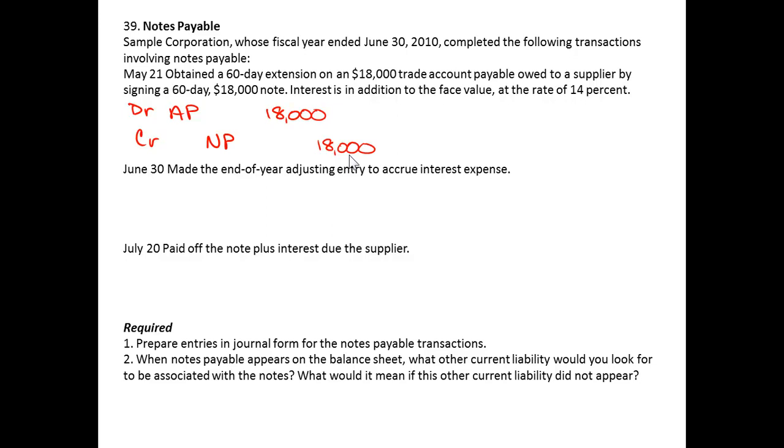On June 30th, we need to make our year-end adjusting journal entry because every day that we have that note, we owe interest. So that interest is said to accrue. So since it's year-end, we need to accrue our interest expense through June 30th. Now, we're not paying any interest yet, so we'll credit interest payable, which just acknowledges that our liabilities got larger because we've been using money.